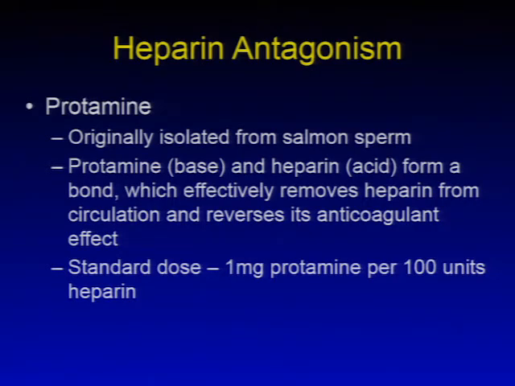Standard dosing, 1 milligram of protamine per 100 units of heparin. So standard cardiopulmonary bypass dosing, for instance, is 300 units of heparin per kilogram. So if you have a 100 kilogram patient, they need 30,000 units of heparin. The reversal dose would be 300 milligrams of protamine.